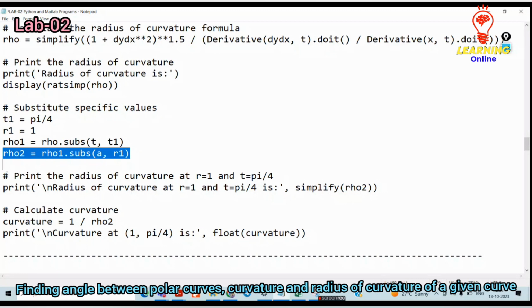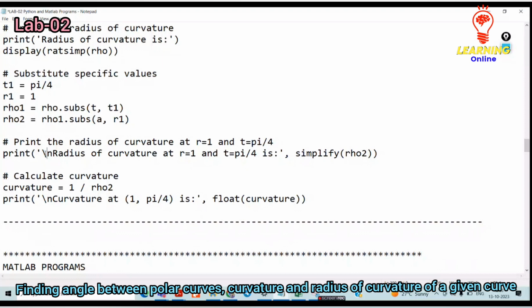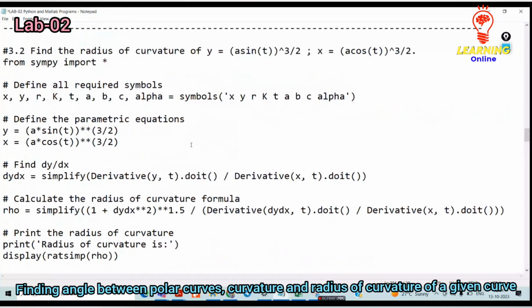Then print the radius of the curvature at r equal to 1, t equal to pi by 4. Then backslash n is for a new line. The radius of the curvature at r equal to 1, t equal to pi by 4 is the simplified value of this rho2, for that reason I have used the function simplify. Then you have to calculate the curvature. Curvature is the reciprocal of rho2, 1 divided by rho2. Then I have to display that output, for that reason I have used float of curvature. This is how you need to make the evaluation for the given expression.